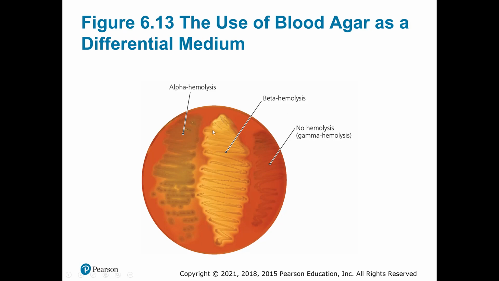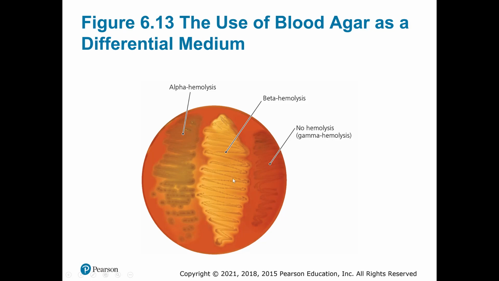So there were 3 different bacteria grown on this plate. They all grew. It's not selective. Everything grew, but they all reacted differently to what was in the plate. And there's the differential property of this particular plate. So the organism in the middle here, you can see there's this bright yellow kind of halo and clearing right around where the bacteria is.